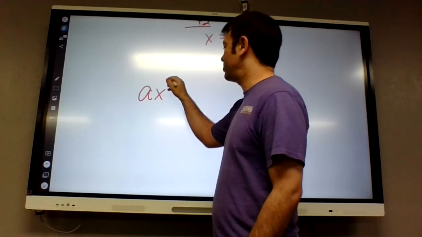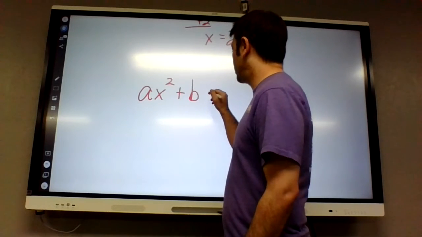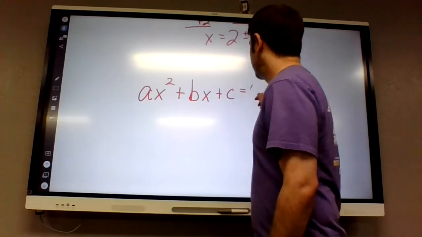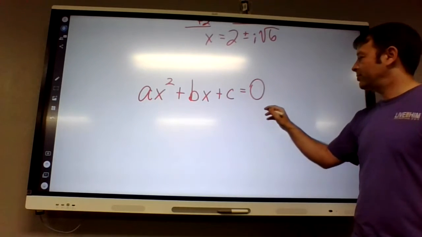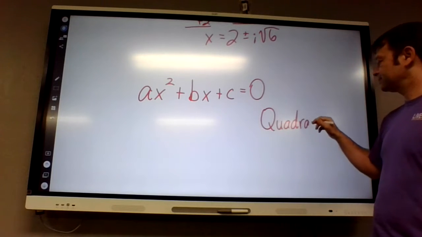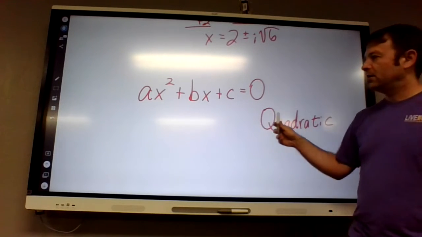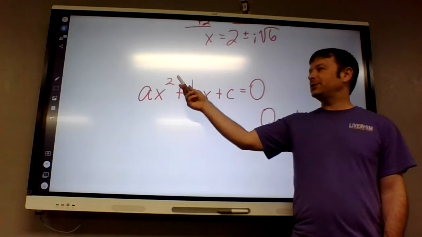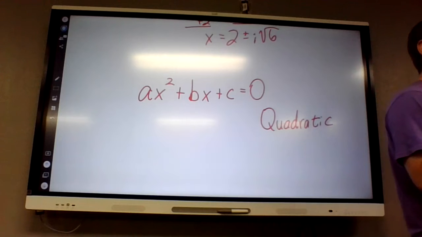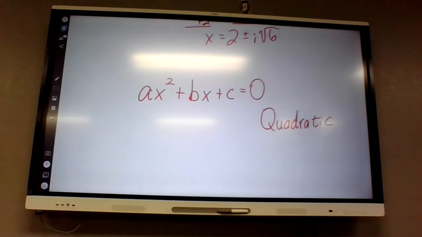So if we have a quadratic equation. Maybe I haven't defined the word quadratic equation yet. Do you guys know what a quadratic equation is? No, you'd think so, but no. A quadratic equation is an equation with an x squared in it, or an a squared, or something squared in it.